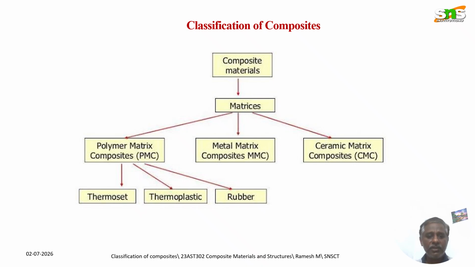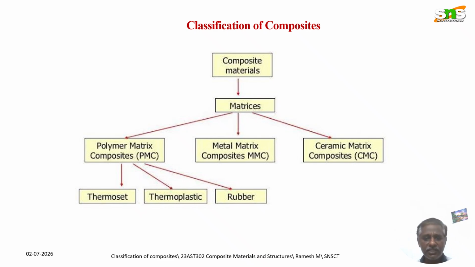So in this slide, we are going to discuss the classification of composites. Generally, composite materials are engineered materials formed by combining two or more different materials that remain physically and chemically distinct within the final product. The purpose of combining these materials is to obtain improved properties that cannot be achieved by using the individual materials separately.